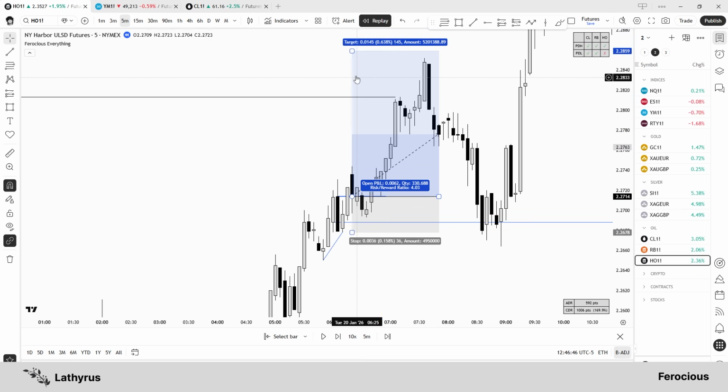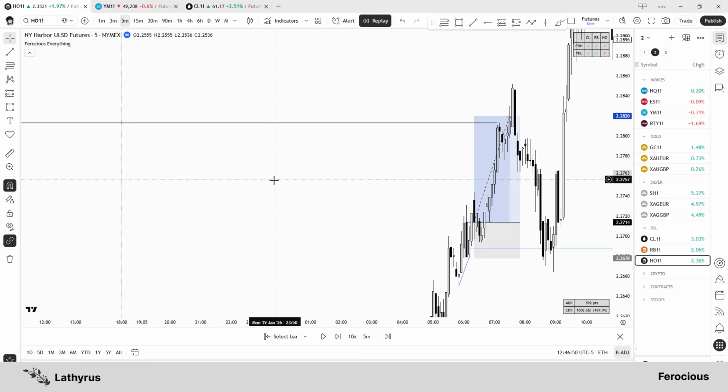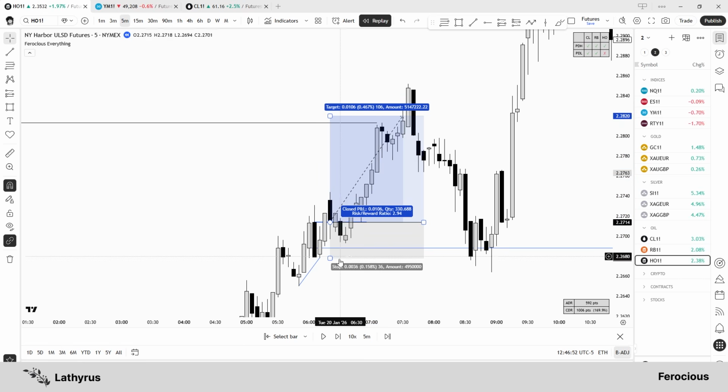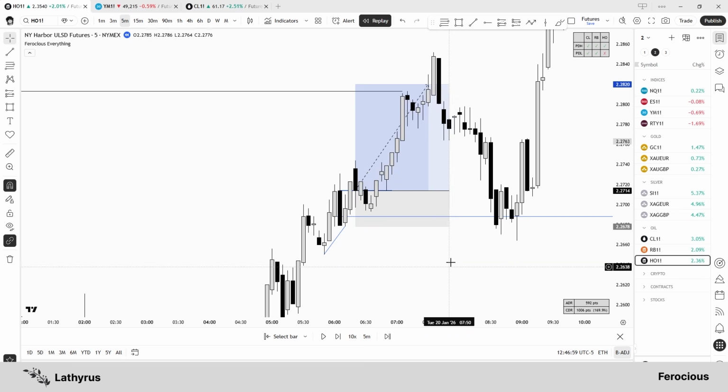I'm not sure anymore, but I was targeting 3R just a little above the high like that, and I got my 3R. Yeah, it was exactly like this. I put a limit here after we closed above, and I got filled and played out.